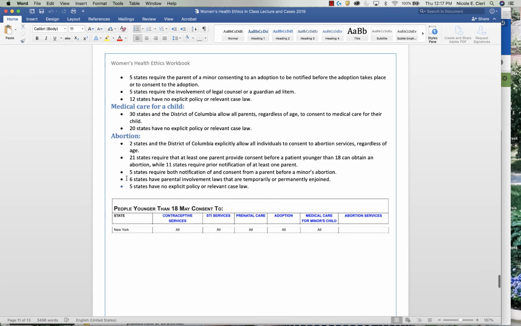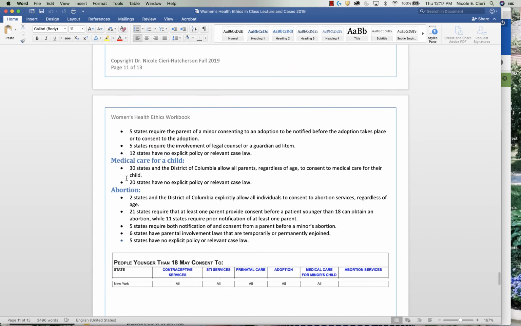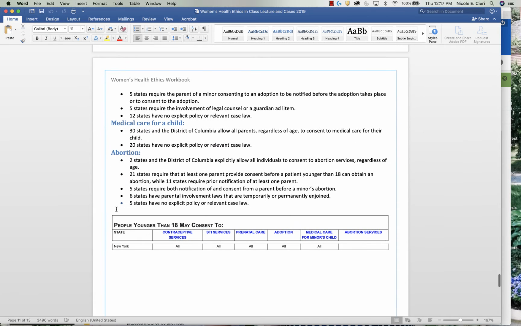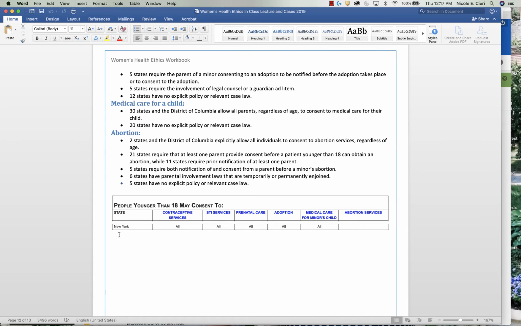So I included these. A lot of these resources are from the Guttmacher Institute, which some of the links are provided in your resources. But this table, they have a table about people younger than 18, so minors, and what they're allowed to consent to based on state. So you can see, depending on the state that you practice in or the state that you're from, what minors are allowed to consent to.